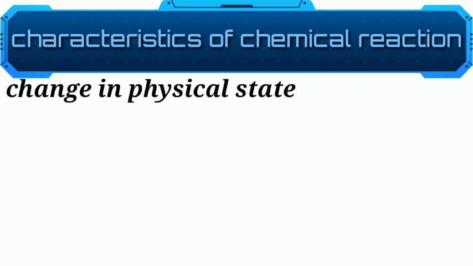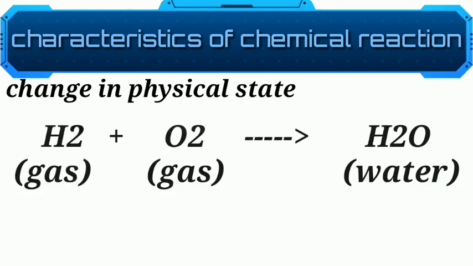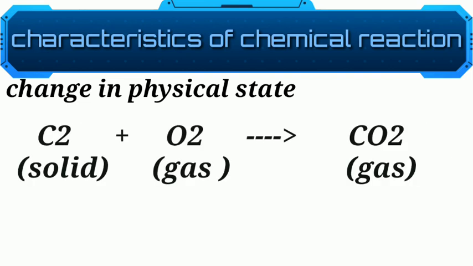Change in physical state. In some chemical reactions, the physical state of the reactant gets changed. When hydrogen gas reacts with oxygen gas, it forms water. Water is a liquid. So hydrogen as a gas plus oxygen as a gas is equal to water as a liquid. When charcoal, a carbon in solid state, burns in oxygen, it changes into carbon dioxide in a gaseous state. So carbon is a solid, oxygen is a gas and carbon dioxide is also a gas.